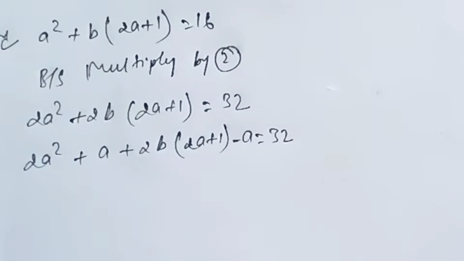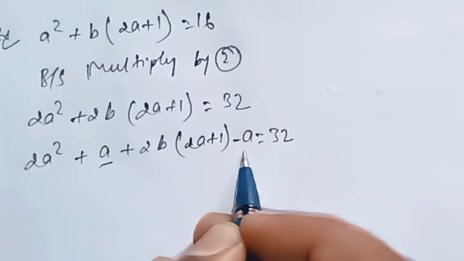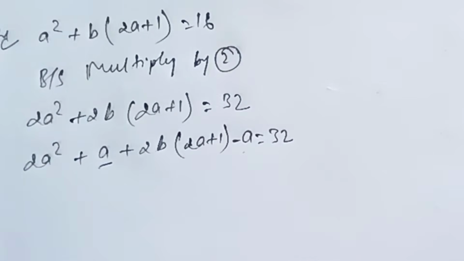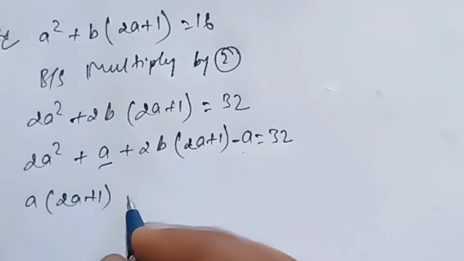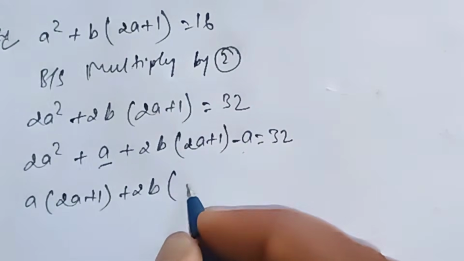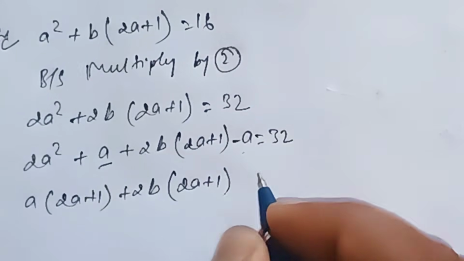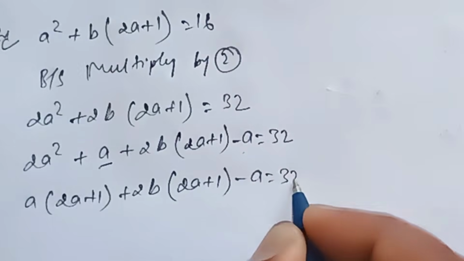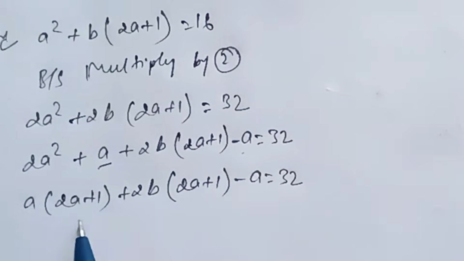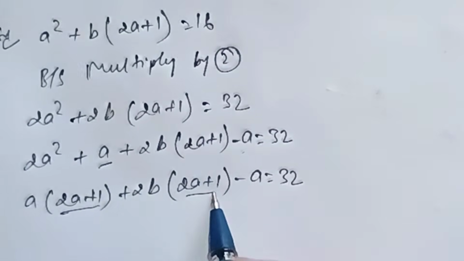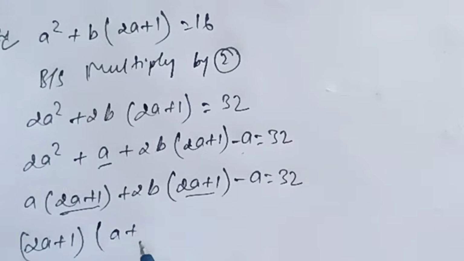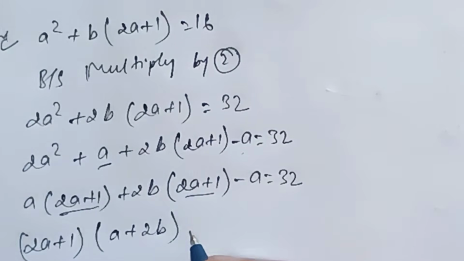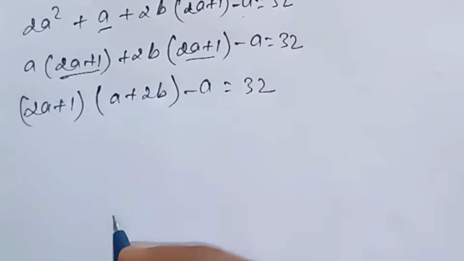So that 2a squared plus a plus 2b(2a plus 1) minus a is equal to 32. Here a positive, here a negative, value will be 0. So that a(2a plus 1) plus 2b(2a plus 1) minus a is equal to 32. Here 2a plus 1, 2a plus 1, so take common 2a plus 1, left with (a plus 2b) minus a is equal to 32.